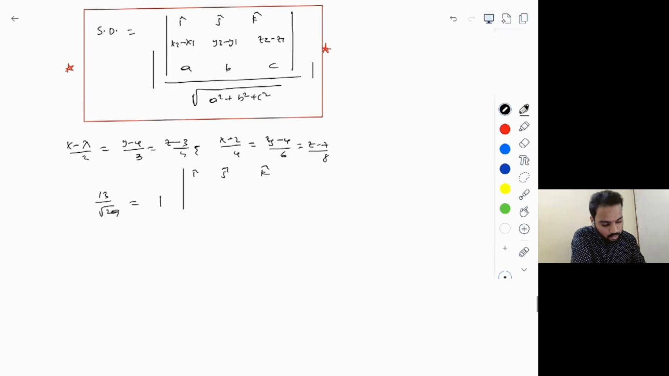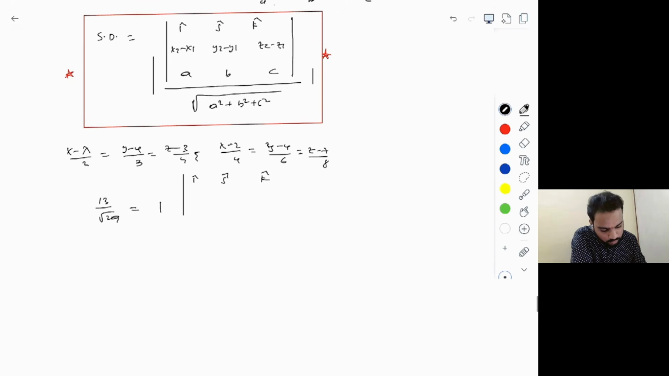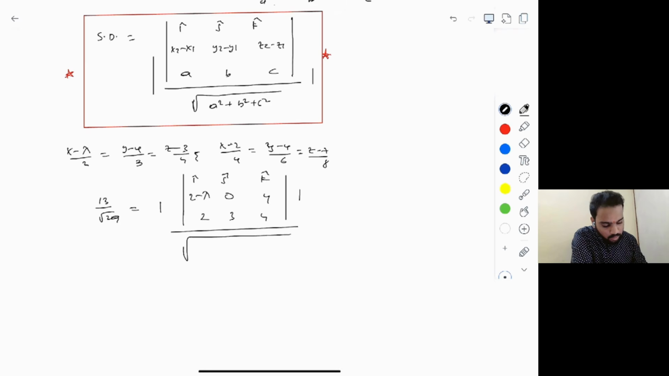x2 minus x1, right? So let's do x2 minus x1 here, which will give you 2 minus lambda, 4 minus 4, which is 0, and then 7 minus 3, which is 4. x2 minus x1, y2 minus y1, z2 minus z1. And then you can put ABC as any one of the two lines' direction ratios, it is fine: 2, 3, and 4. But whatever third row you are putting in the numerator, the same thing you have to take in the denominator as well. So it will be the square root of 2 square plus 3 square plus 4 square.